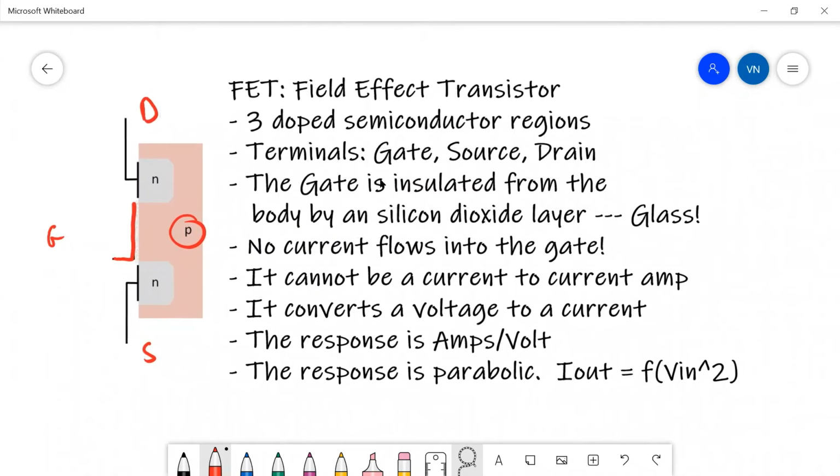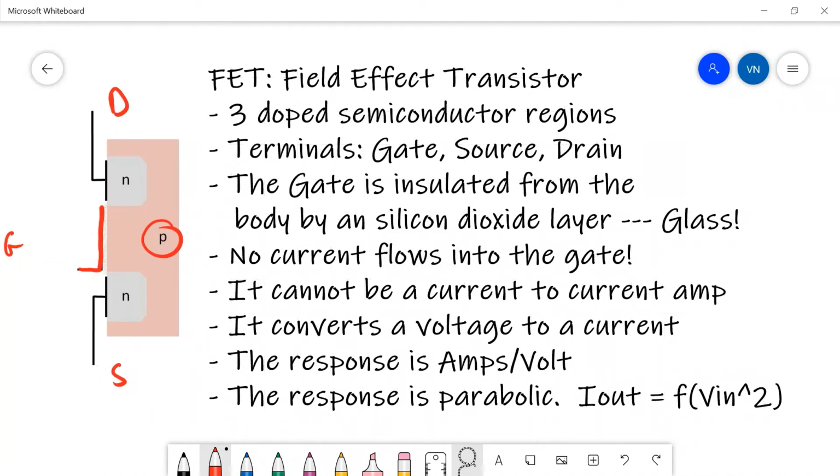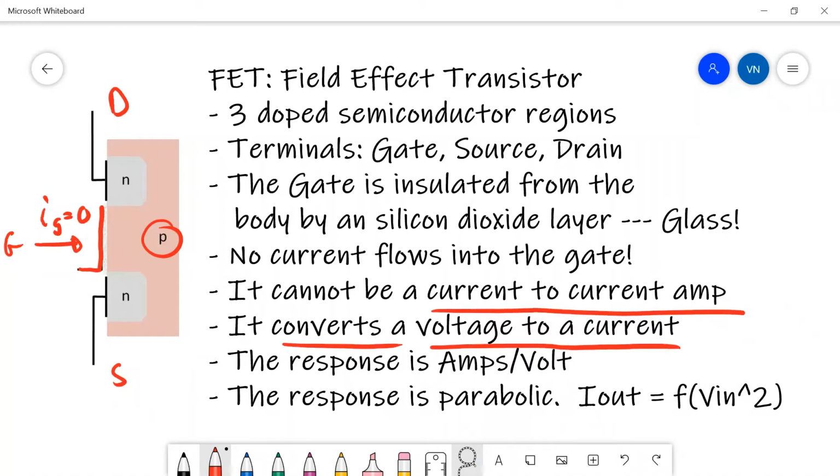Now what that means from a functional standpoint is that the field effect transistor cannot be a current amplifier. If it's an insulated gate, then the amount of current that flows into the gate must be equal to 0. What this means is that the FET will actually convert a voltage to a current. It's a voltage applied to the gate between the gate and the source that results in a large current flowing from the drain to the source.